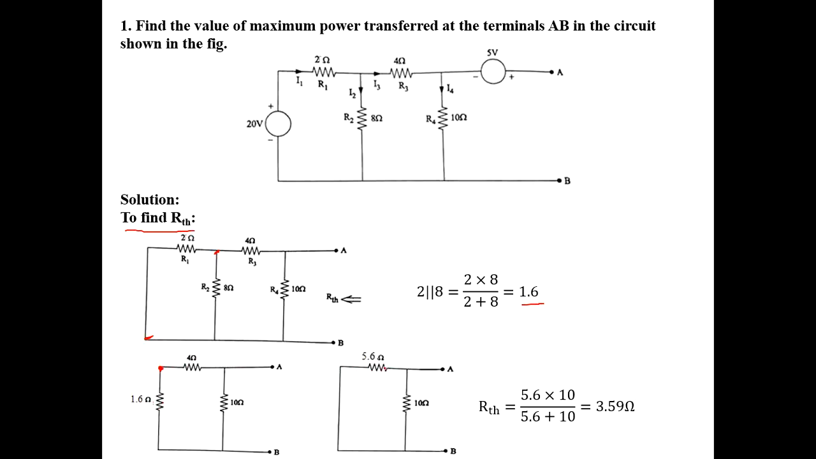Again, these two resistors are connected in parallel. Here it is having one common point, here also another common point. It is having two common points. Then we got the answer 5.6 into 10 divided by 5.6 plus 10, which is equal to 3.59 ohm. This is the R Thevenin value.